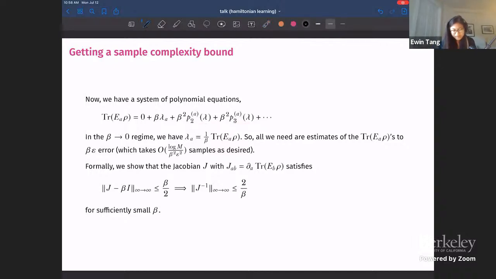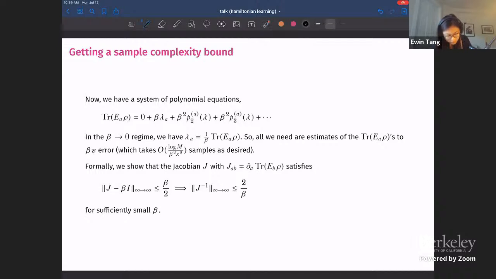Now, moving from here, it's useful to think about the limiting regime as beta goes to 0. As beta goes to 0, we can stop thinking about all these higher order terms. Then we just have that if we can estimate these marginals, then we can estimate the terms. The terms are just the marginals over beta. So all that we need, intuitively, is to estimate all the marginals to beta epsilon error, and then divide by beta to get the lambdas to epsilon error. And this gives you the right sample complexity bound. So this is the idea.